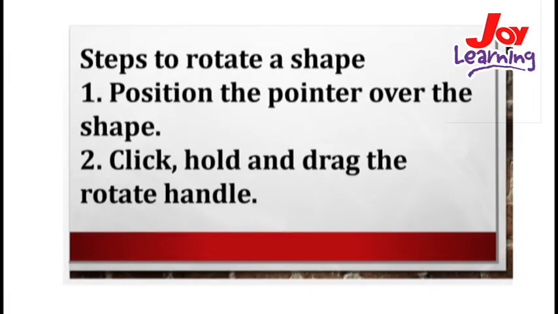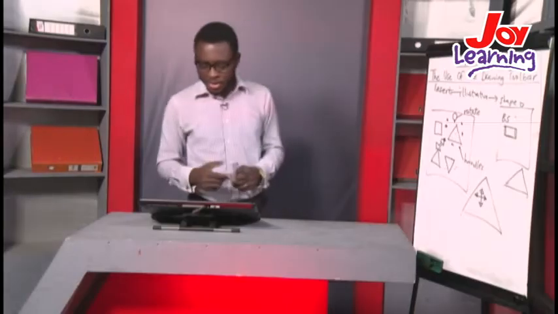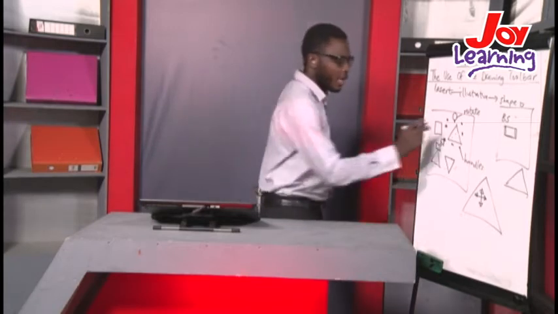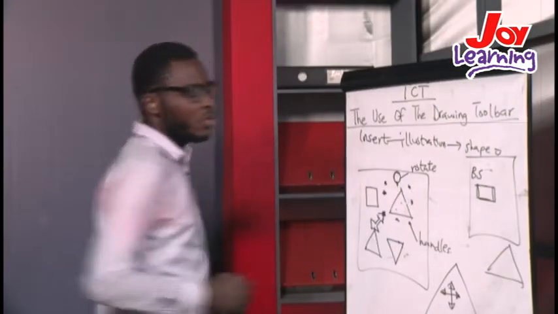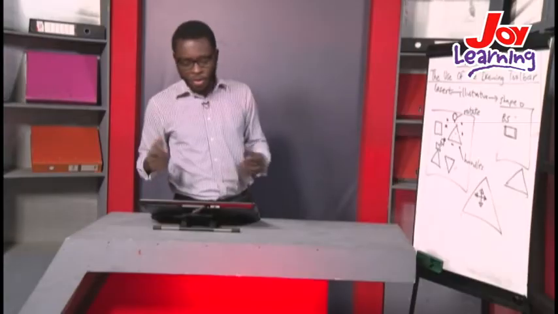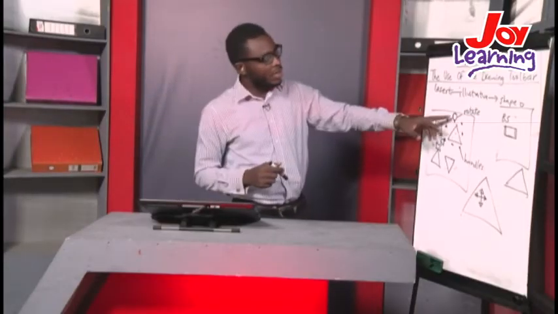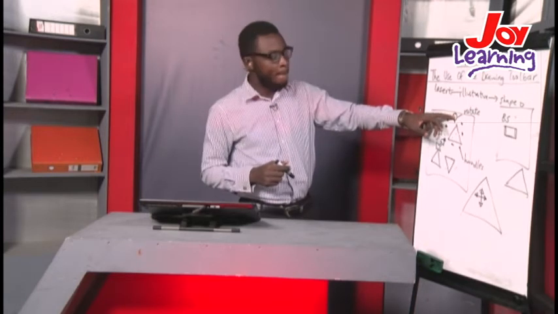Then we look at how to rotate. Instead, we have the rotate and then the handles. The rotate is when you position the cursor over the shape. If you click on the shape as usual, the handles and the rotate will appear. So you click, hold, and drag. You click on the rotate.